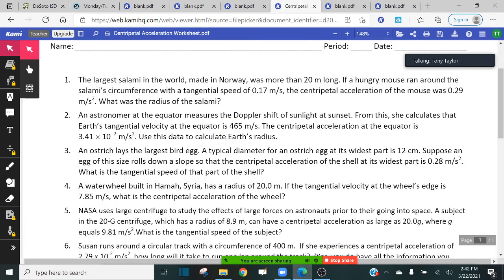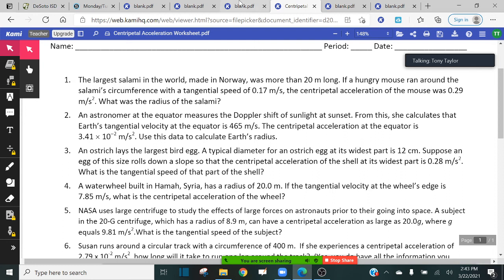Look at number 3. Number 3 says, an ostrich lays the largest bird egg. A typical diameter for an ostrich egg at its widest point is 12 centimeters. Suppose an egg of this size rolls down a slope that has the centripetal acceleration of the shell at its widest point of 0.28 meters per second squared. What is the tangential speed of that part of the shell? In other words, it's asking us to solve for tangential velocity.